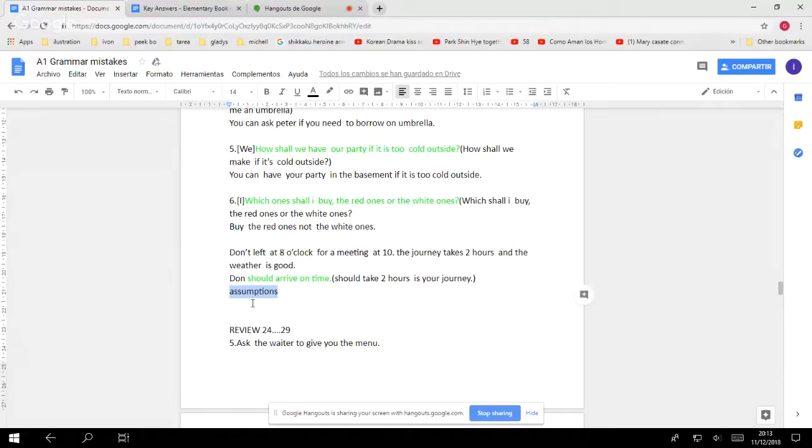That is 2 hours before or 5 minutes before the specific hour of the meeting or the journey. So they should take 2 hours in the journey because you don't need all of this. For that reason, you use on time, a tiempo.